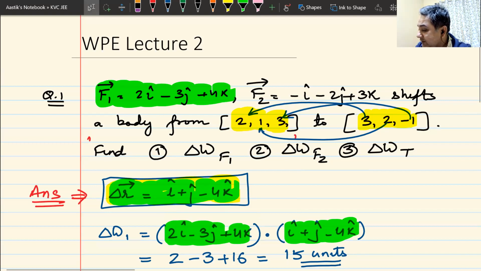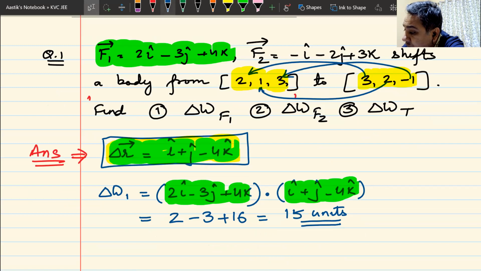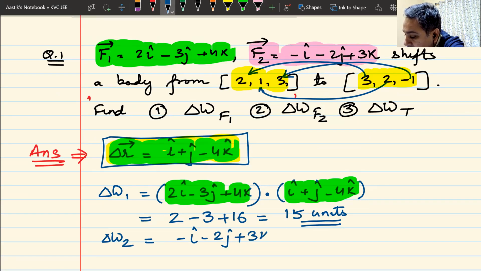Now, if we have done this, we will move on to find the work done by the force F2. How will I get the work done by the force F2? I have to take the force F2, which is here. So I'm just taking it, minus I minus 2J plus 3K, and I have to dot it. Anyone having any doubt? Yes, sir. Minus 16, sir. Oh, yes. I made a mistake. Sorry. Minus 16. So the answer will be minus 17, correct?